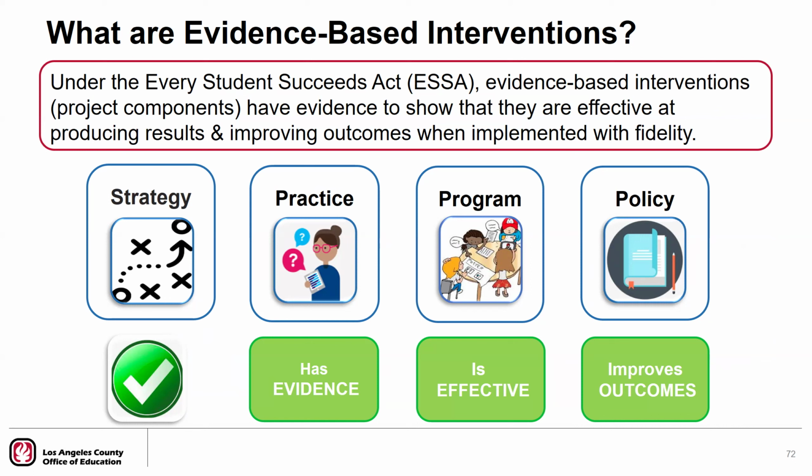Now, when selecting an evidence-based intervention for your identified problem of practice or area of improvement, please keep in mind that it must have a proven track record through studies and findings that demonstrates the following key components: that it has evidence to show it is effective in leading to improved outcomes for student achievement.